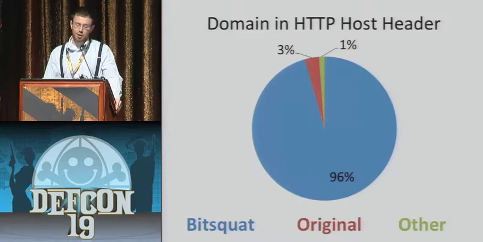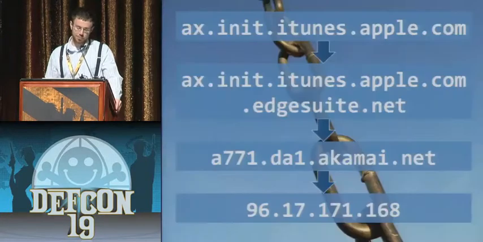And if you look, 1% of the domains aren't the Bitsquat domain, they're not the original domain, they're in fact the other domain, such as the msn.com that we saw earlier. And the reason this occurs is because of CNAME chains. This is an actual example that I observed.